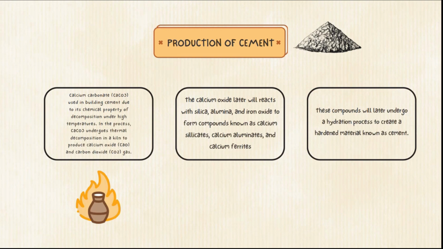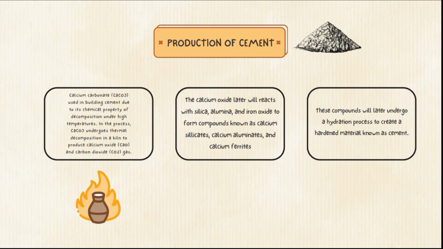For the production of cement, calcium carbonate is used in building cement due to its chemical property of decomposition under high temperature. In the process, calcium carbonate undergoes thermal decomposition in a kiln to produce calcium oxide and also carbon dioxide. A kiln is a thermally insulated chamber, like a type of oven, that produces temperatures sufficient to complete some process, such as hardening, drying, or chemical changes. Kilns have been used for millennia to turn objects made from clay into pottery, tiles, and bricks.